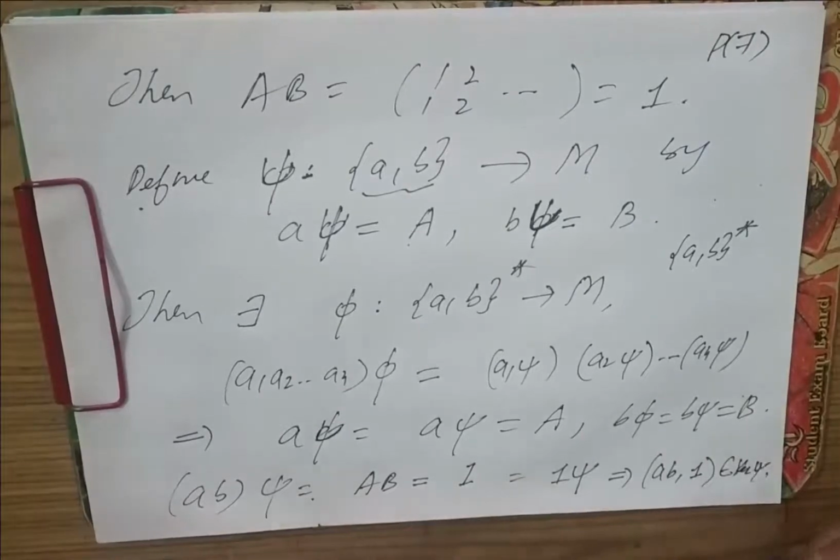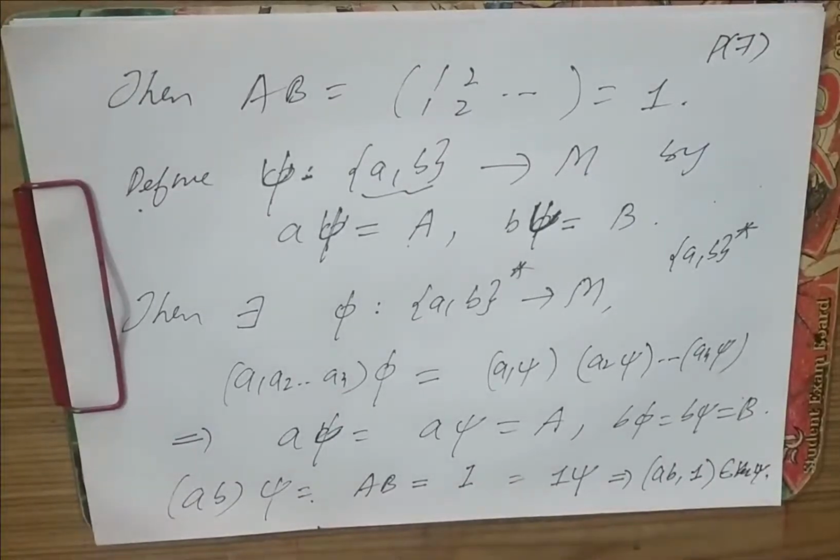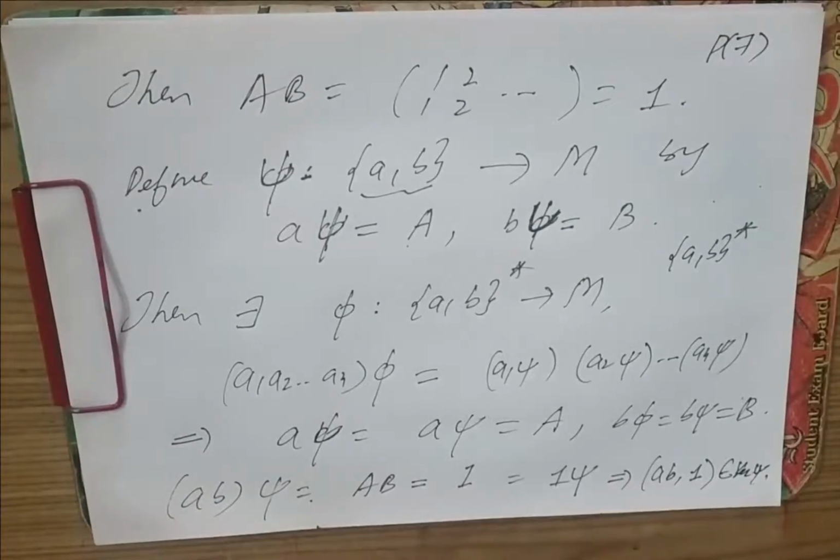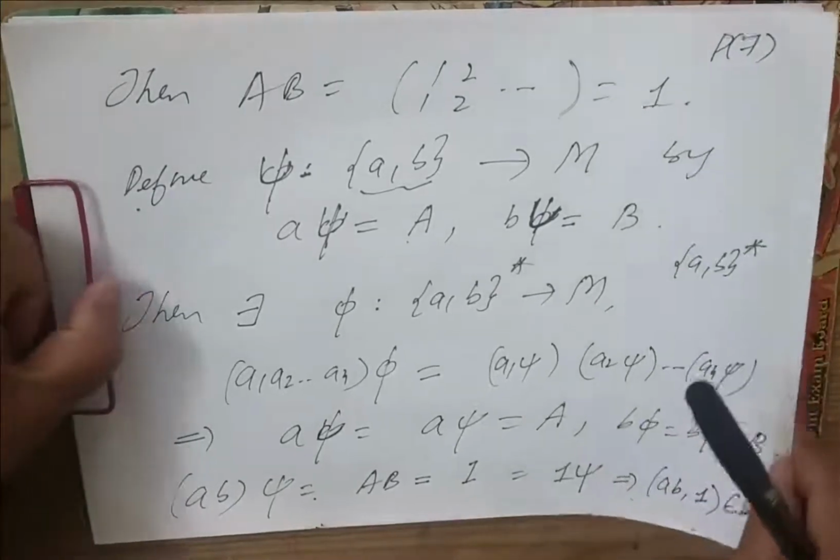It belongs to kernel of psi, because psi value of AB is the same as psi value of 1. So it's equal to 1. Their psi values are same.